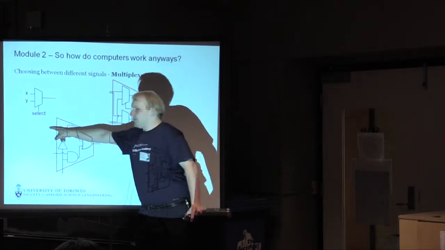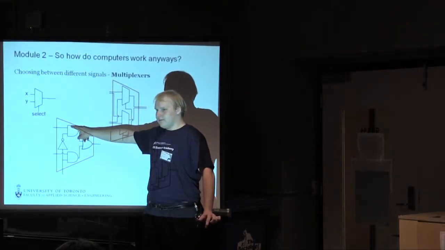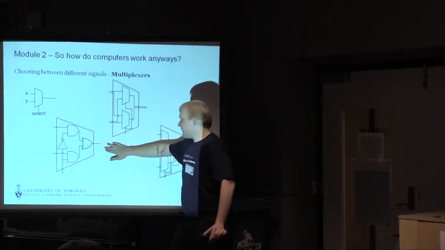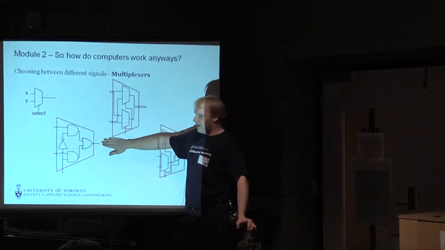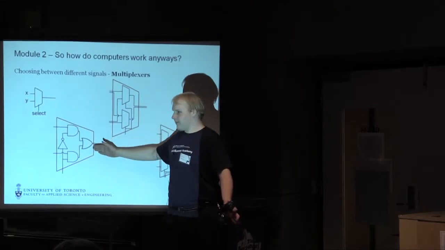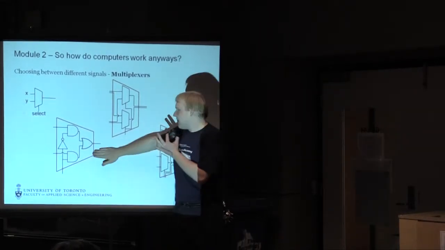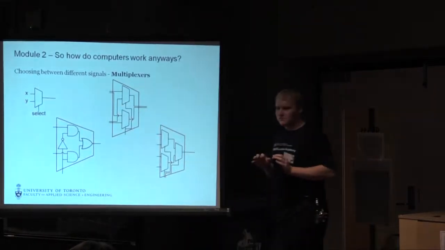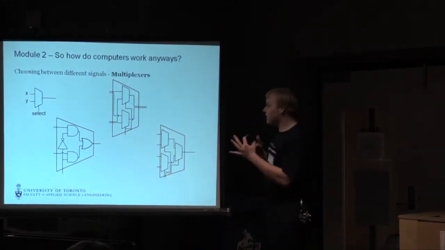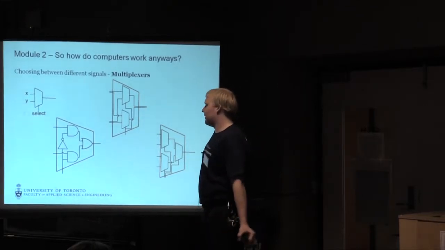1 and X is X. So we have X coming into this OR. We have 0 coming into this OR. 0 or X is X. So we can use these gates to select X or Y. Make sense? And then we can combine them and make compound multiplexers.